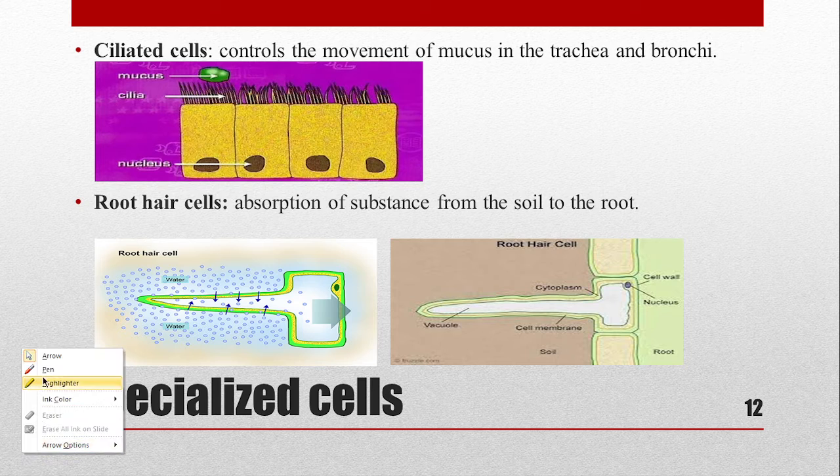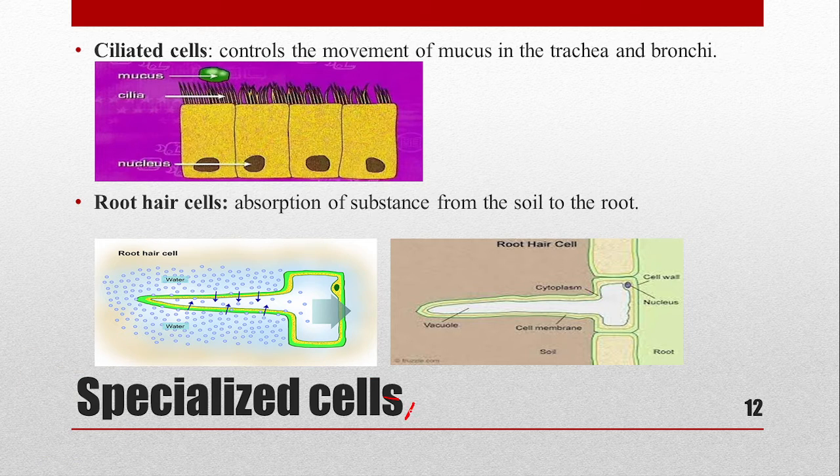Now we must also talk about specialized cells. The first we have is the ciliated cell. It controls the movement of mucus in the trachea and bronchi.